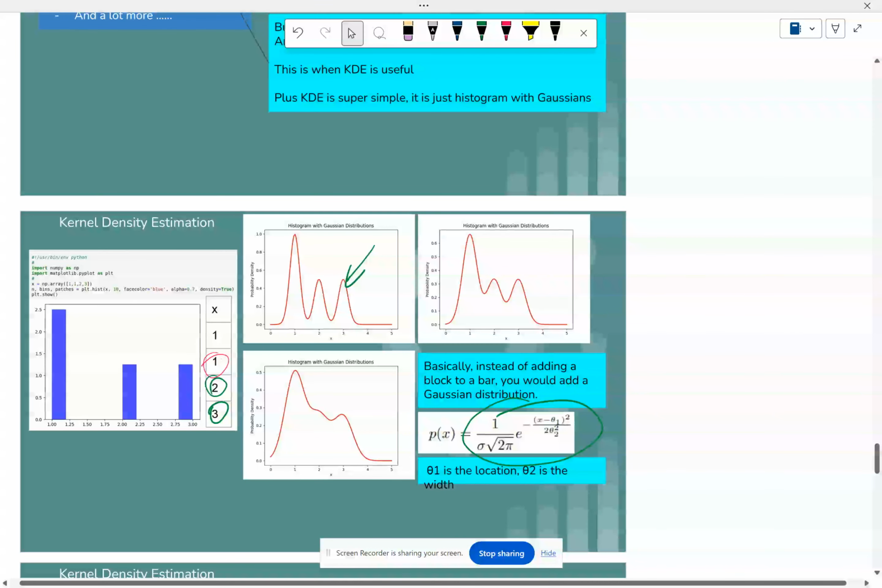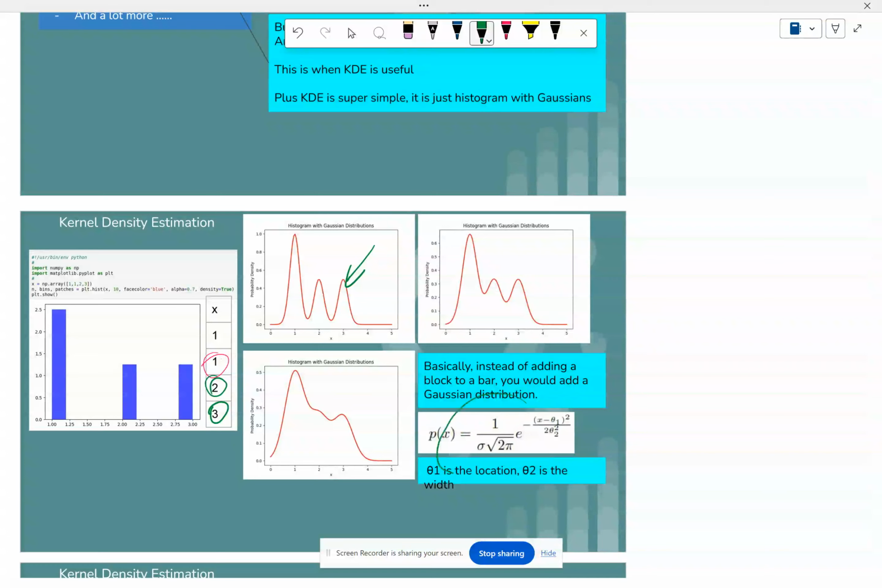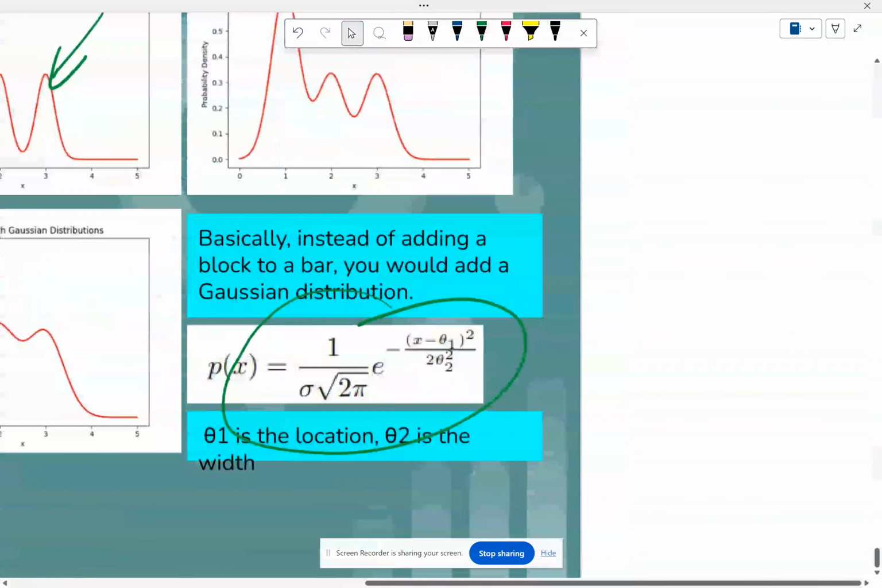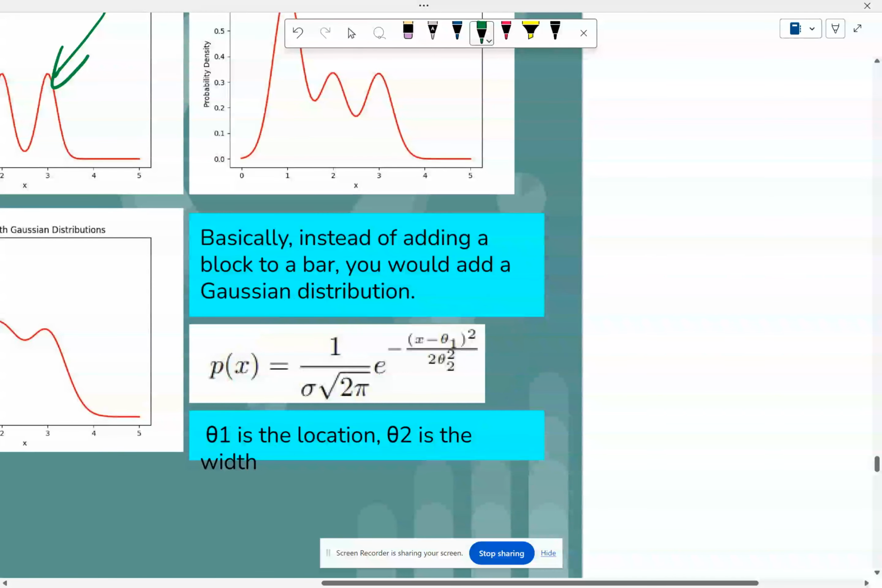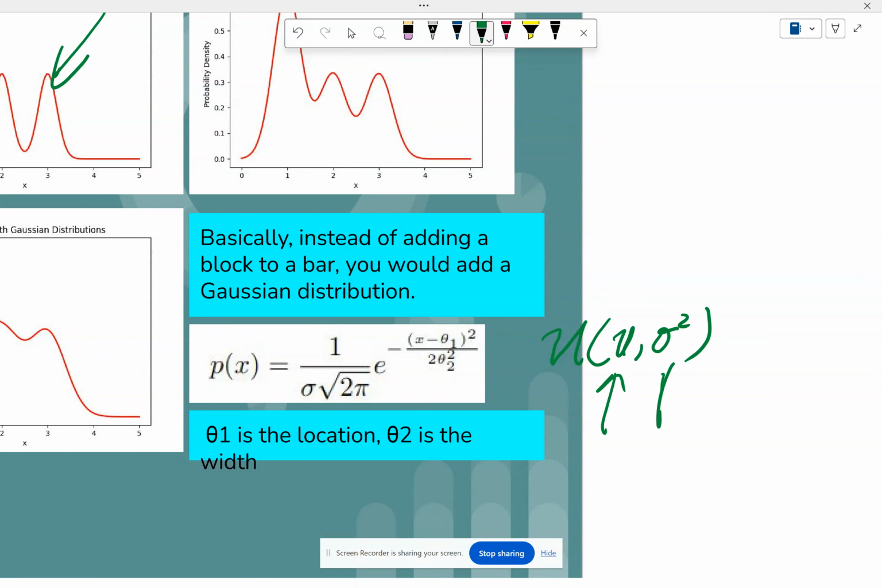So the way you would write a Gaussian is this. However, this is a very cumbersome equation. Very often, we simply write this: mu and sigma square. Okay, so by knowing the mu and sigma square, we basically have the function. Like, so this is the mu, this is the sigma square.